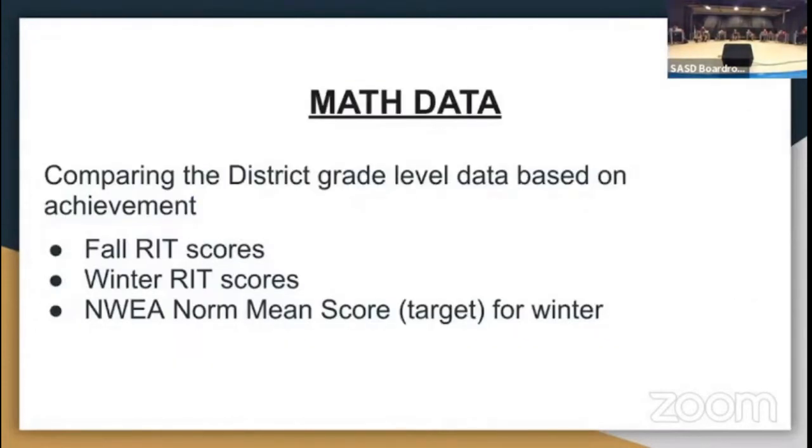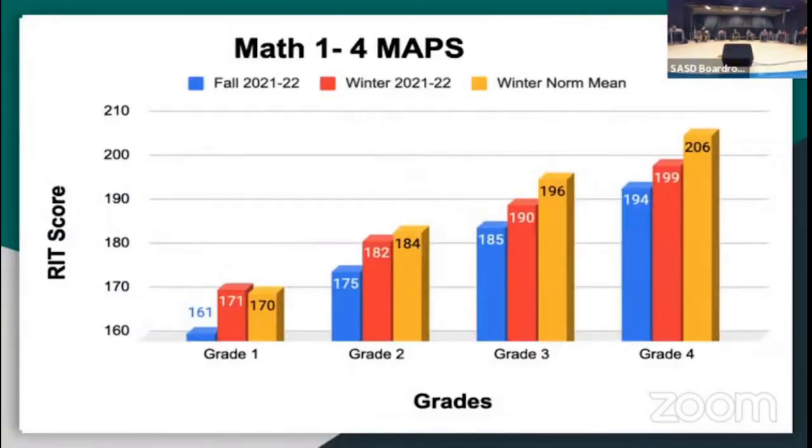There we go. Now we're going to look at some math data. Again, we're going to compare the district grade level data based on the achievement. You'll see the fall RIT, the winter RIT, and then that target score, that norm. So here's 1 through 4, fall, winter, and that norm. Grade 1 exceeded that winter norm.